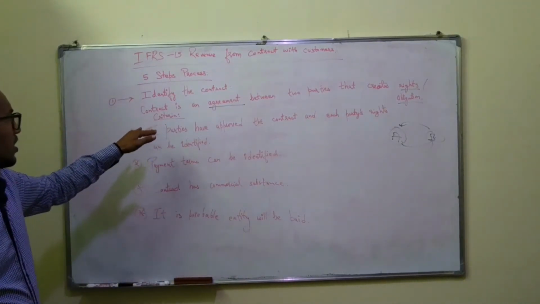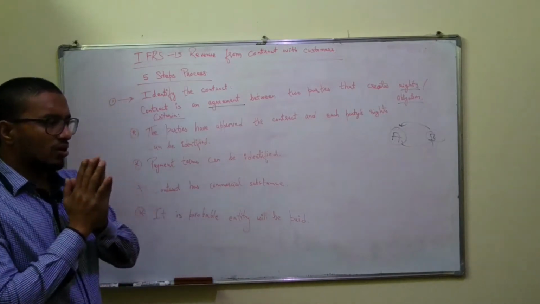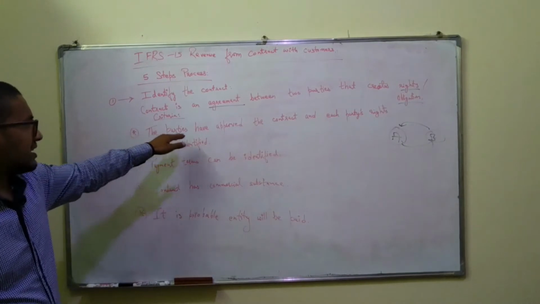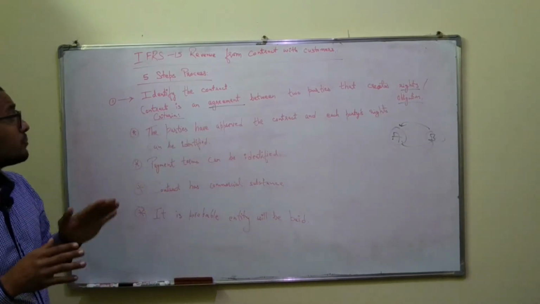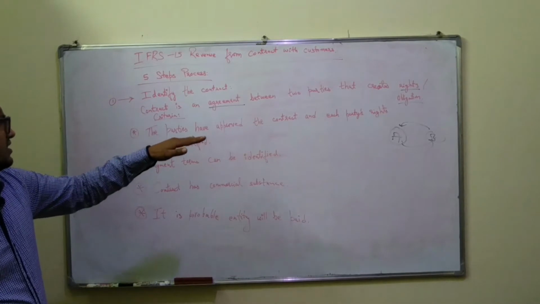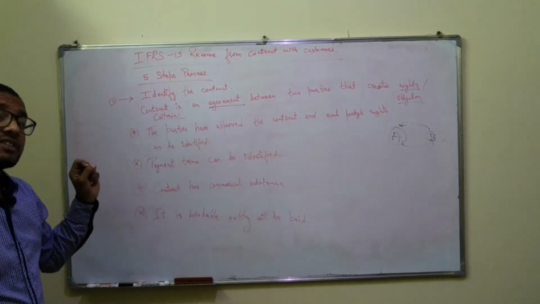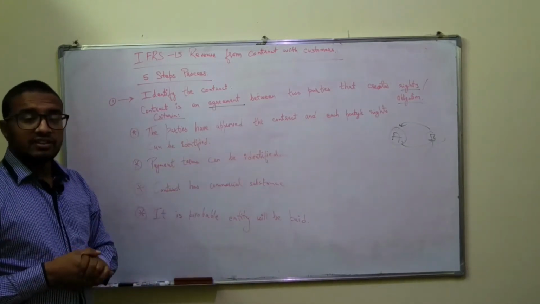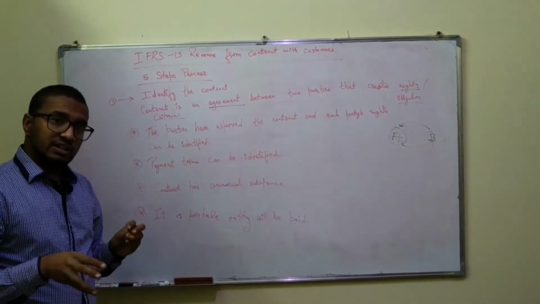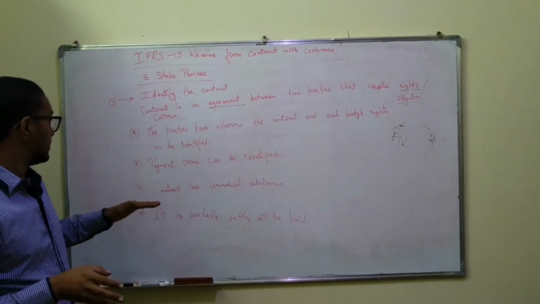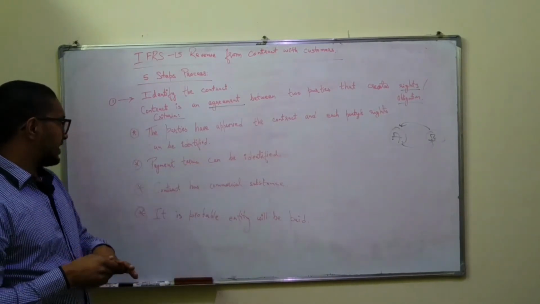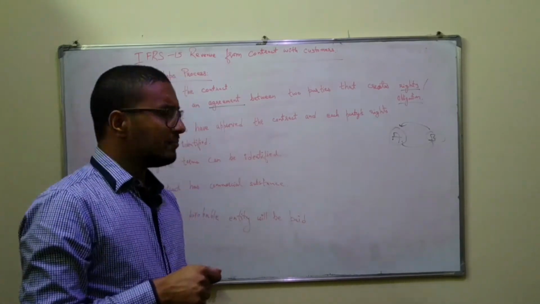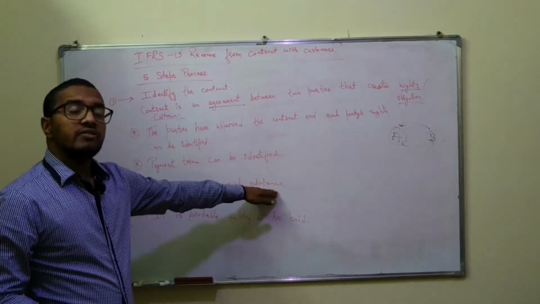Then what are the criteria of a contract? The parties have agreed to approve the contract, and each party's rights and obligations can be identified. The next thing is payment terms can be identified. If the payment terms are not clear, then it's not an agreement. We need to have the payment terms as well. And then the contract has commercial substance. Remember, always substance over form. It should always be of substance.